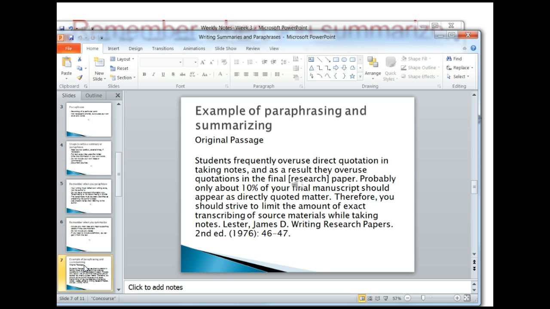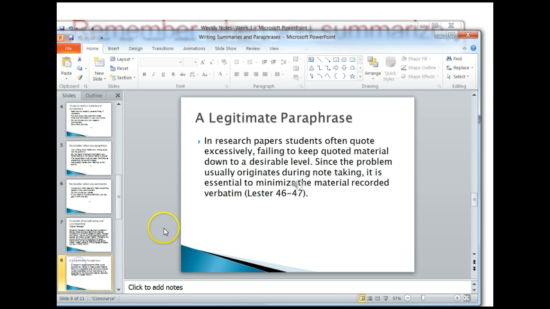Here is an example of paraphrasing and summarizing. So here is the original passage, and I'm going to have you read it, but make sure that you read it carefully. It's about the overuse of quotations and taking notes. So give yourself a minute to read it. Once you've read it, then look at the paraphrase that I have done for you.